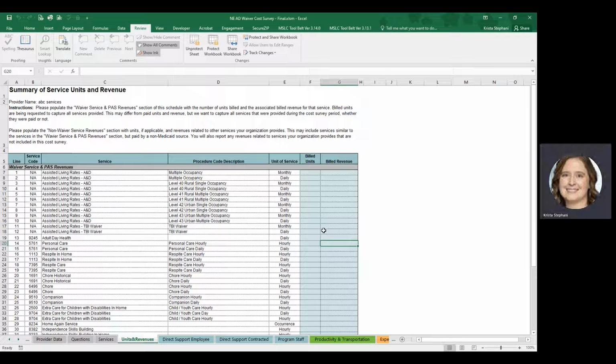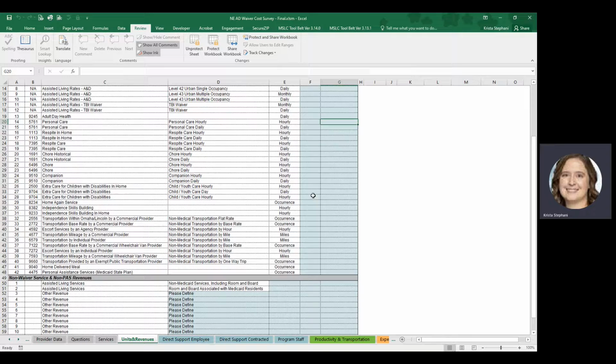We ask you to complete this schedule using billed units and billed revenue rather than paid units and paid revenue, because whether or not the service was paid, you actually had a direct support professional providing that service. So we would like to account for everything that your agency billed for.